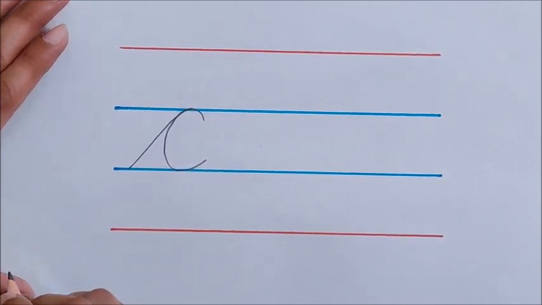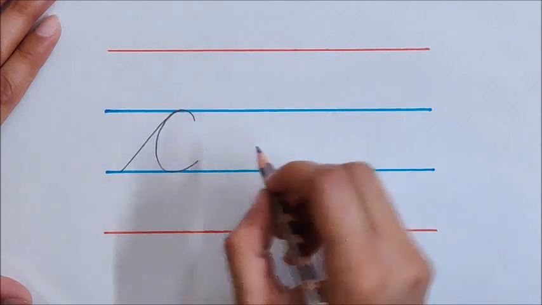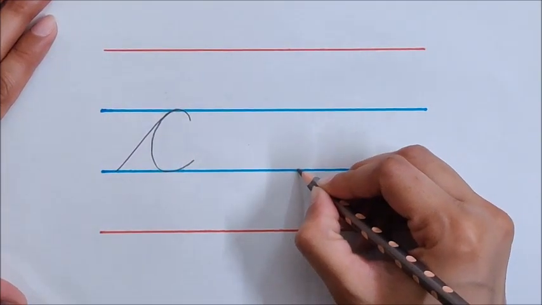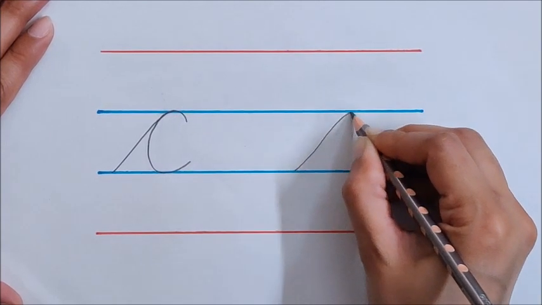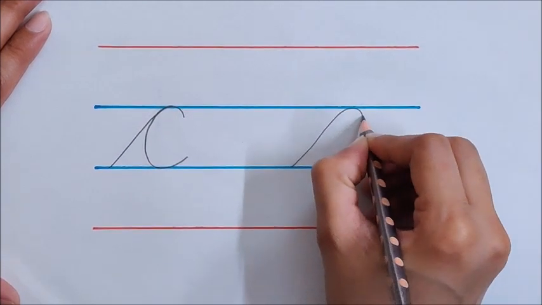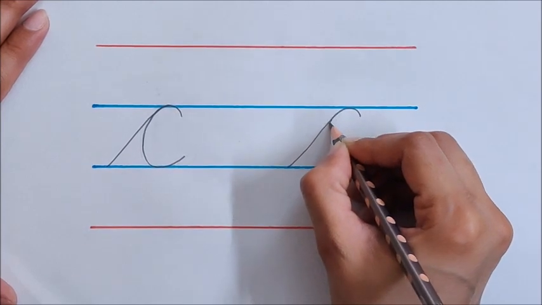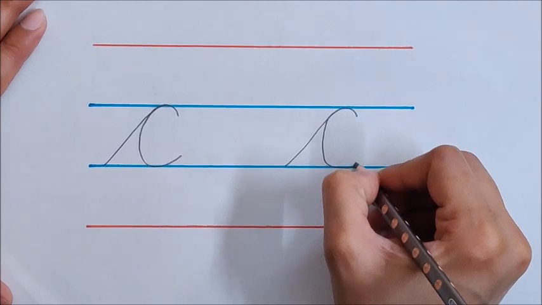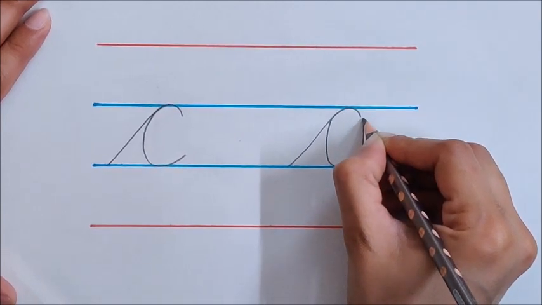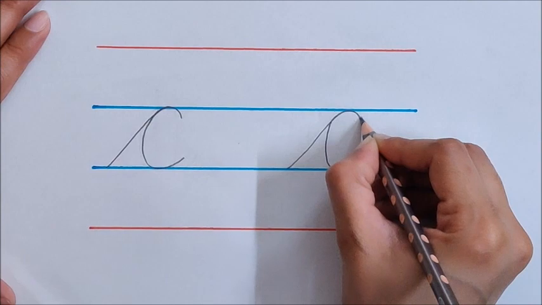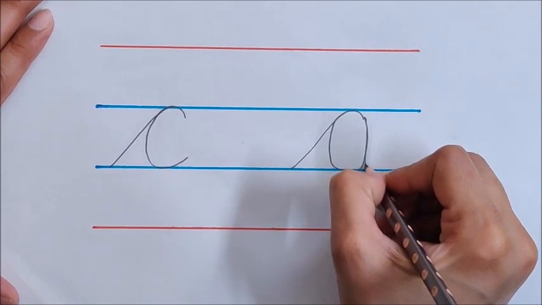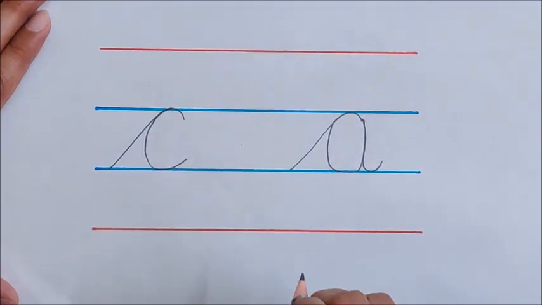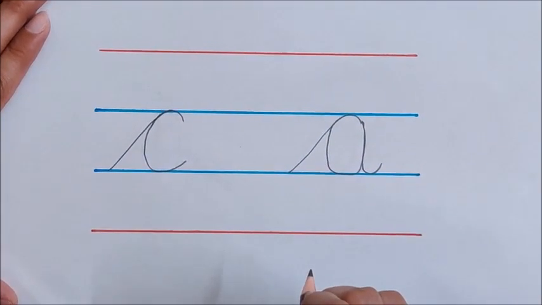Now, how to write letter A? Letter A is also very simple. You know now how to make letter C. So first you will write letter C: slanting line, touch the blue line, go down a little, come back on the same line, touch the blue line. See, it is looking like C now. To make A, you have to go up and close it. Now come back on the same line and make a small tail. It is A, A. Okay, children?